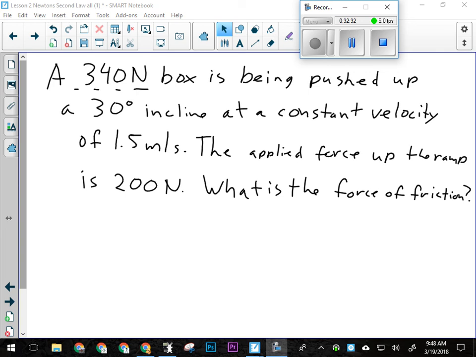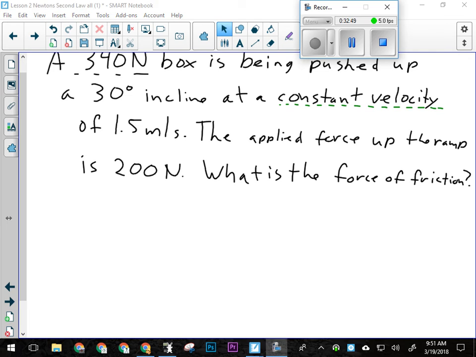Okay. The second thing is that it is sliding down the ramp at a constant velocity. That tells you something else. Okay, I'm just going to put the picture on here, in case you guys are kind of stuck at that point.